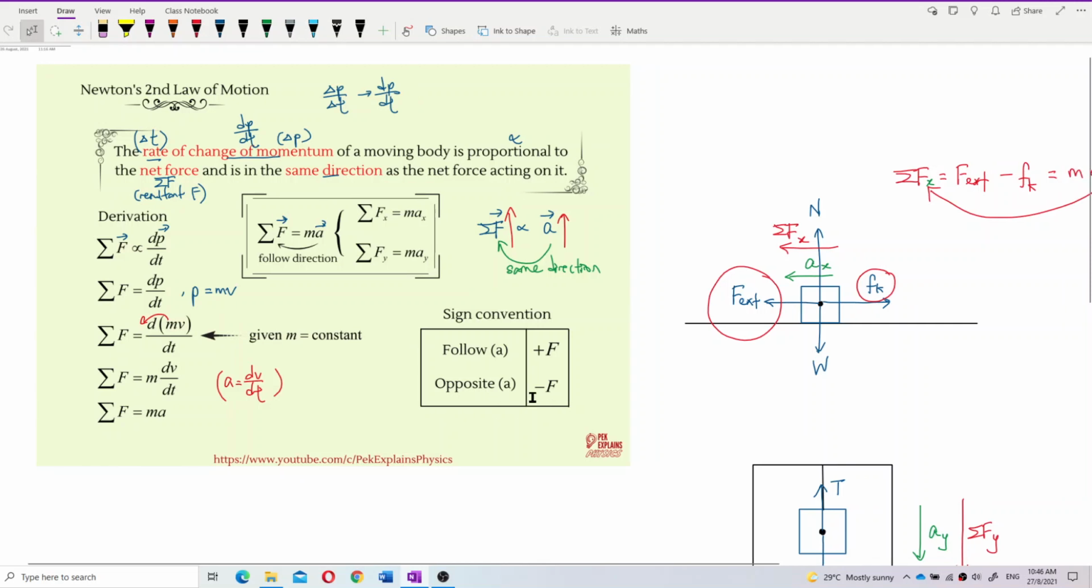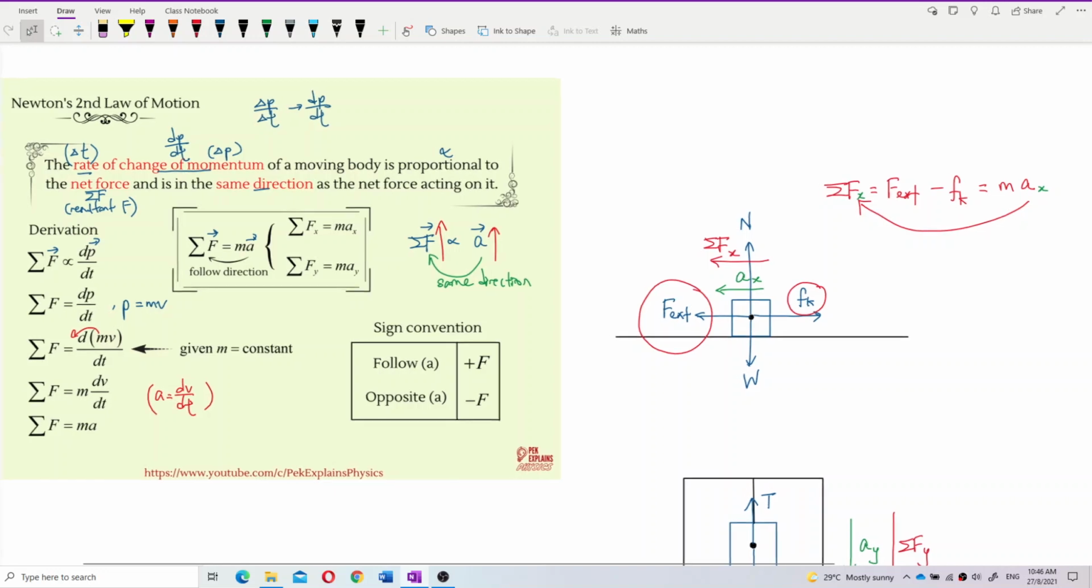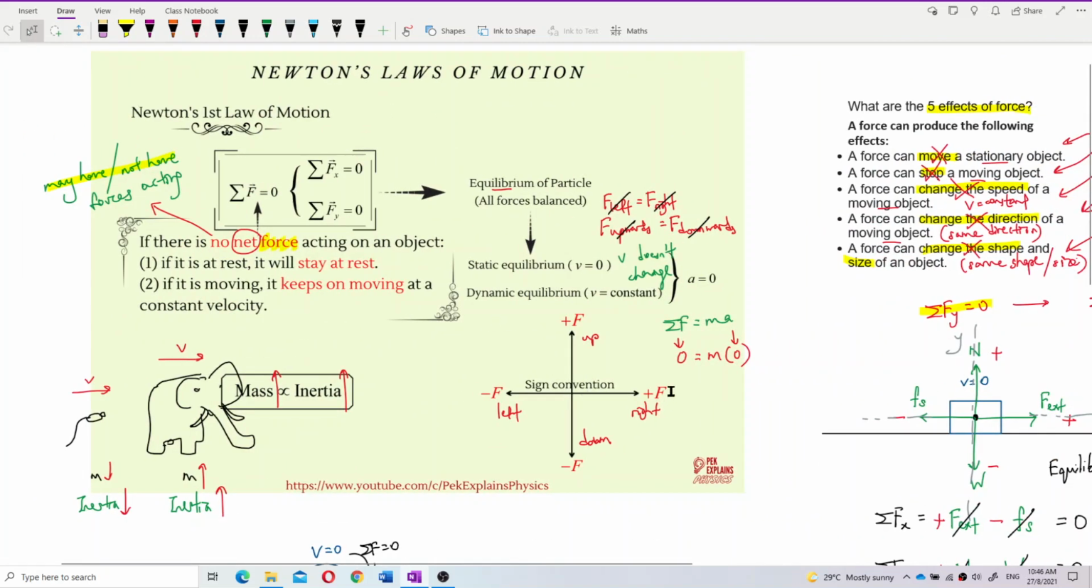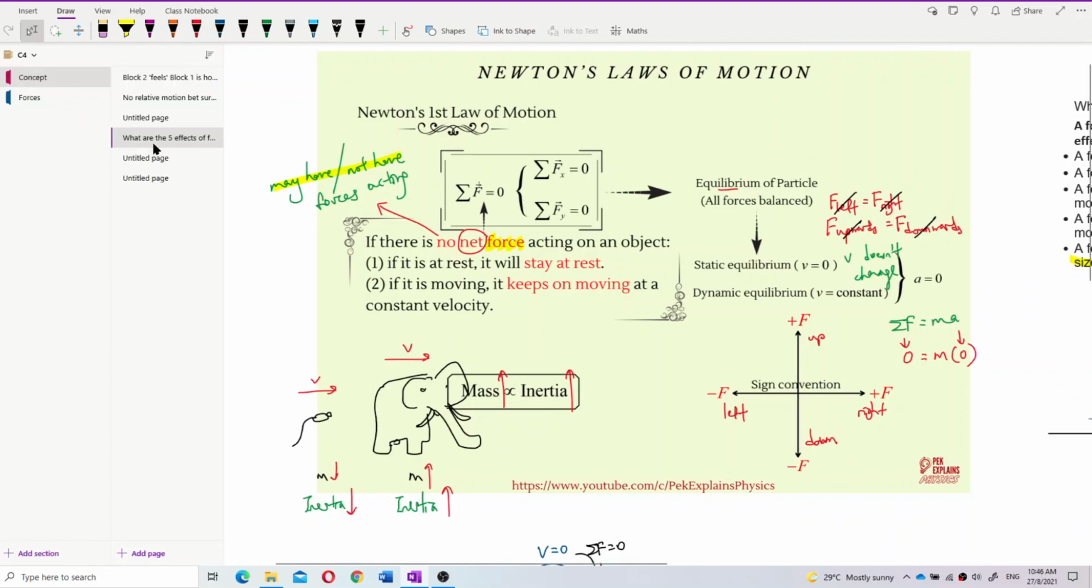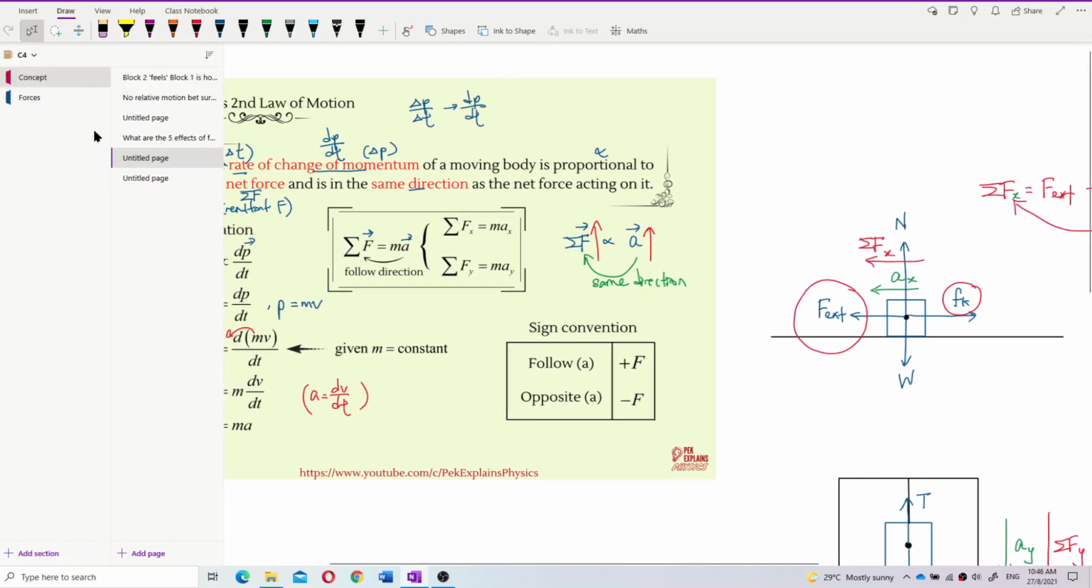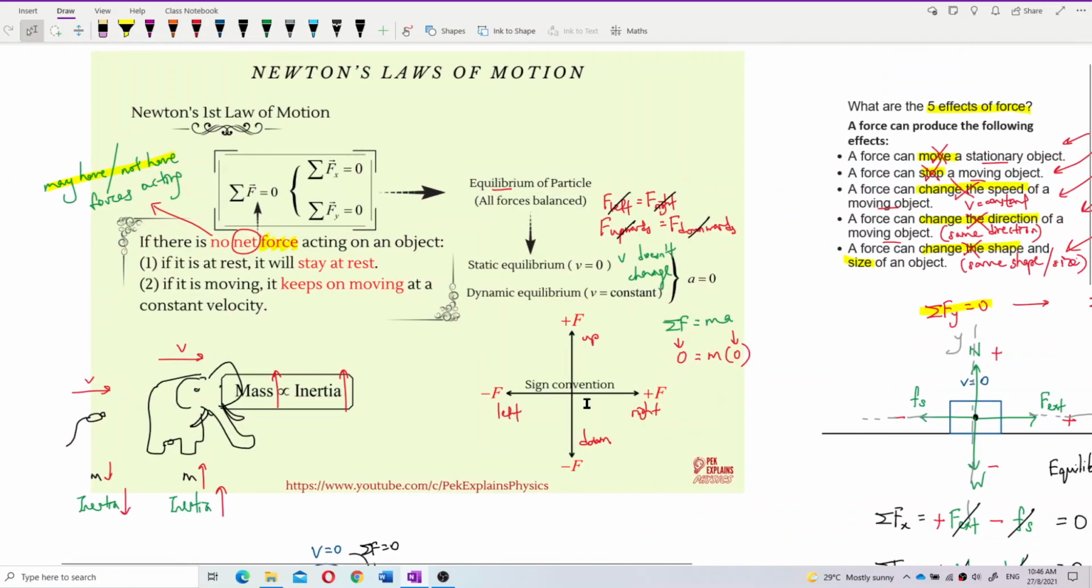So how do we do this? Because in Newton's first law, we already said that force to the right is positive, force to the left is negative, isn't it? Look at this example. If we follow Newton's first law, force to the right as positive, force to the left as negative.